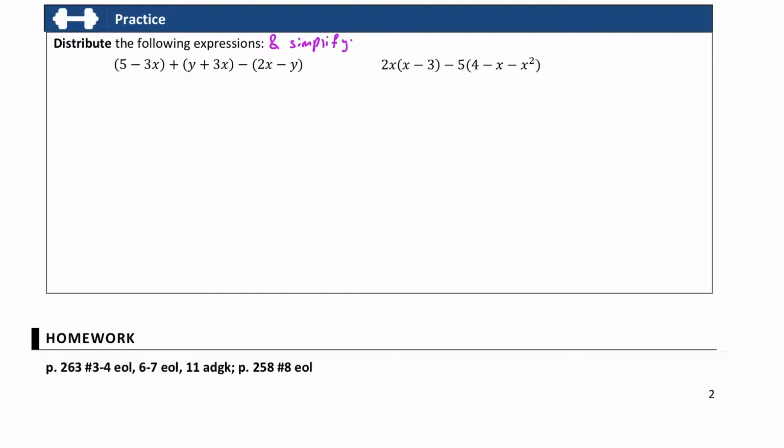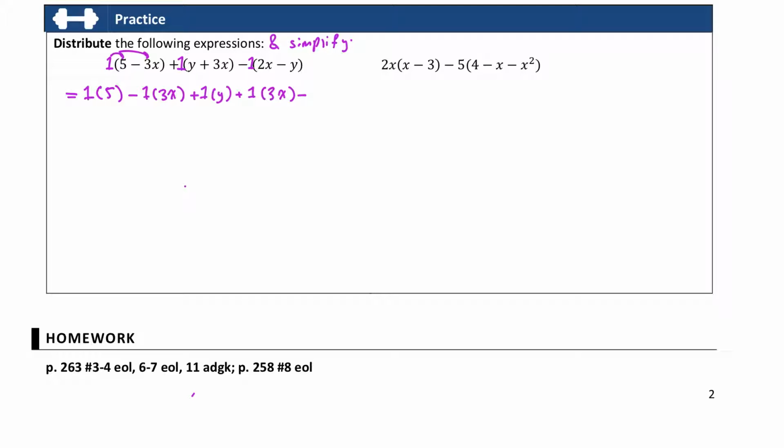For the first one, I don't have anything behind the bracket, so you can assume an invisible 1 being distributed. So I will get 1 times 5, which is, I'll write it in steps first, 1 times 5 minus, because positive times a negative is negative, 1 times 3x plus, same thing, I don't have anything, so I will add an invisible 1. So I will get 1 times y plus 1 times 3x. And then I have a minus. Assume there's an invisible 1.